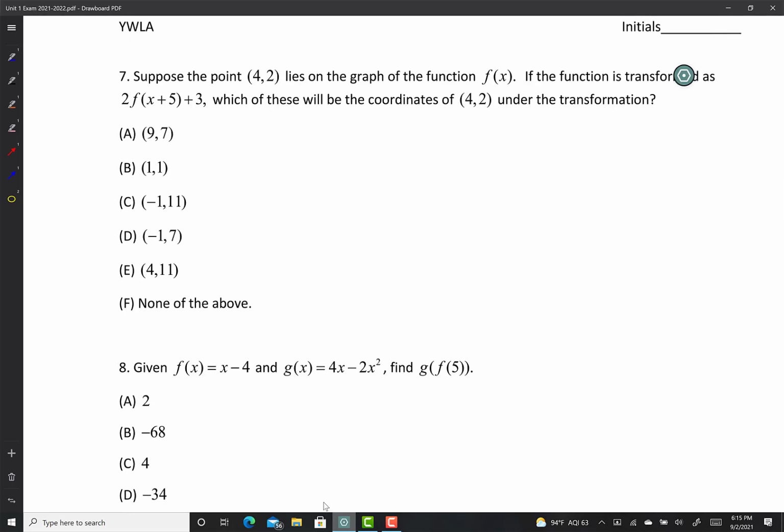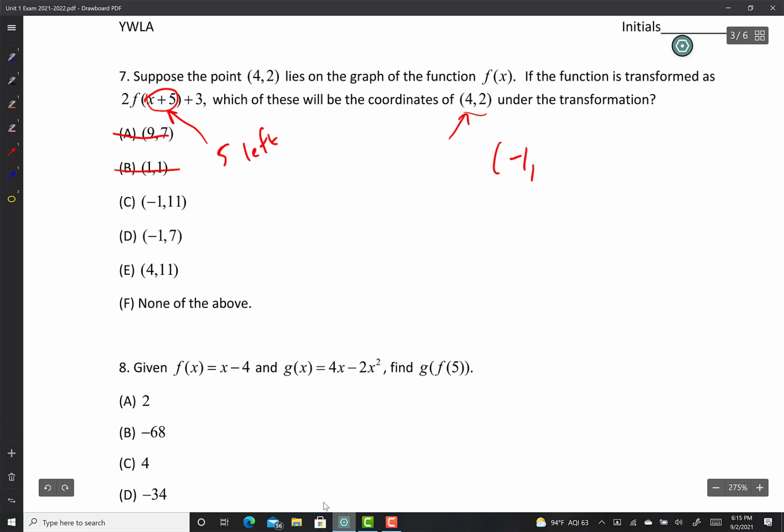Suppose the point 4, 2 lies on the graph of the function f of x. If the function is transformed as 2 f of x plus 5 plus 3, which of the following will be the coordinates of 4, 2 under this transformation? Okay, so first, I'm going to move 5 left. That's what that x plus 5 does, guys. 5 left. So if I move 5 left, I'm going to be at negative 1.